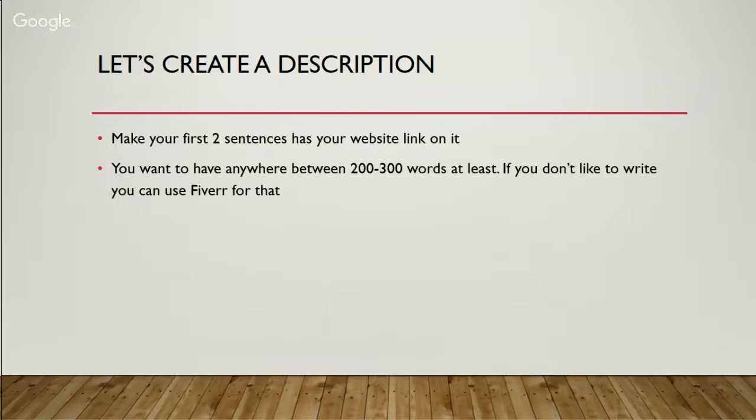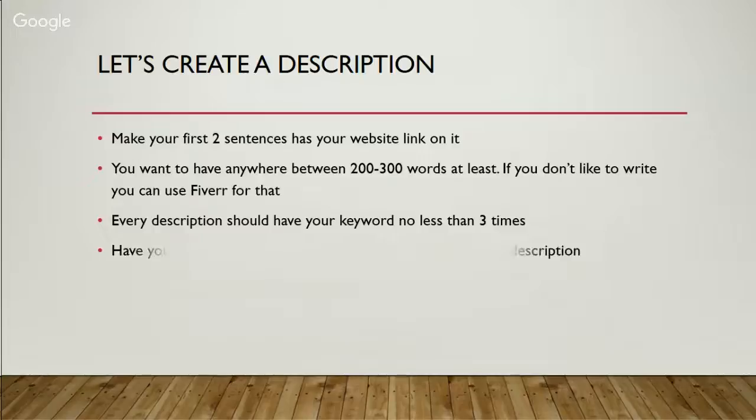You want to have anywhere between 200 and 300 words at least. If you don't like to write, you can go to fiverr.com for all of that. And the reason why you want 300 words is because the more you actually put in your description that is based off of the keyword, if the spiders come through and check it out and see that you actually said the title and the video name within this description box, you'll actually rank a lot higher as well. And every description should have a keyword no less than 3 times. You can create a sentence around your keywords, but you want to make sure that you do have it.